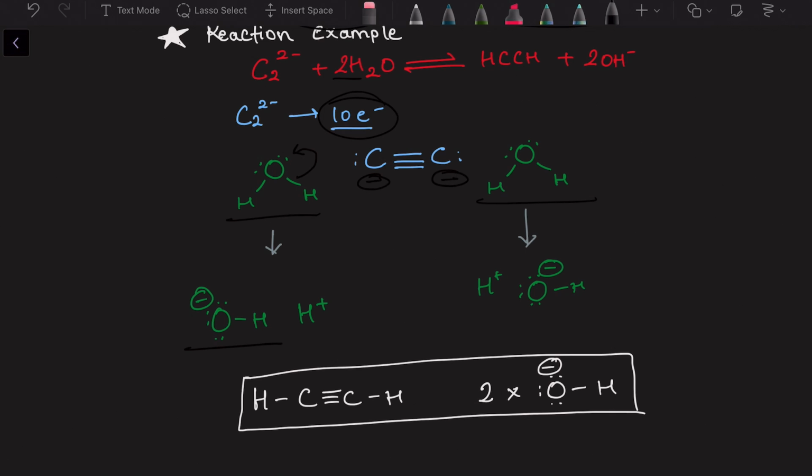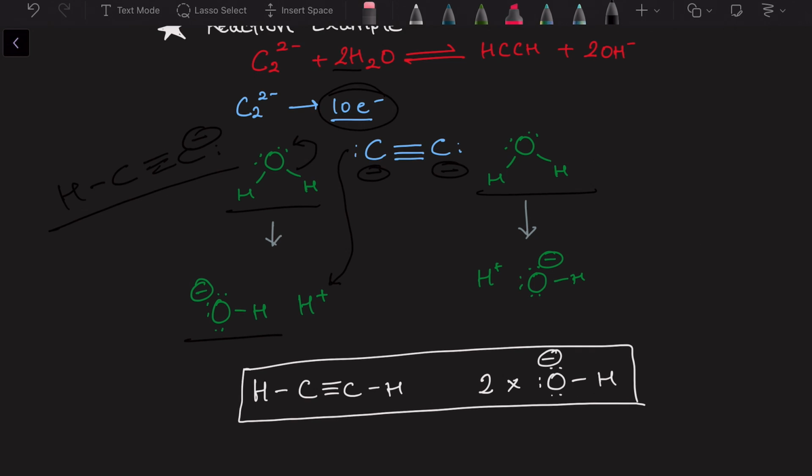Now that H plus ion will be attacked by the lone pair on one of the carbons. So one of the lone pairs on the carbon will attack the H plus ion. This forms something like this. This is still an intermediate step because we still have another H2O which will go through the same process.